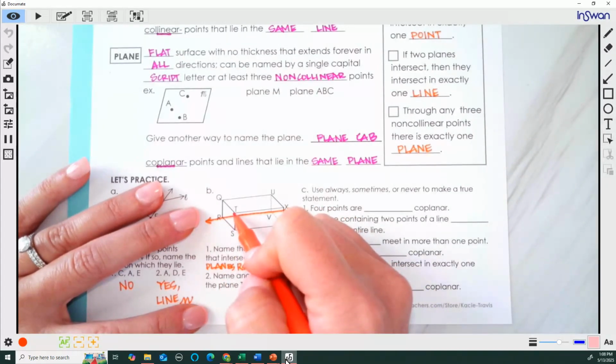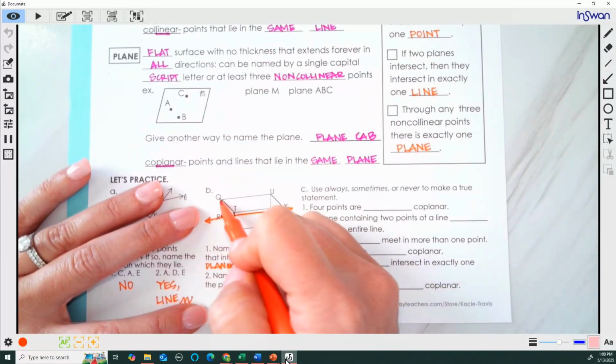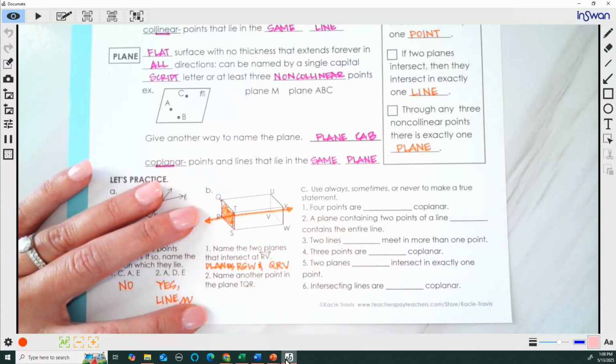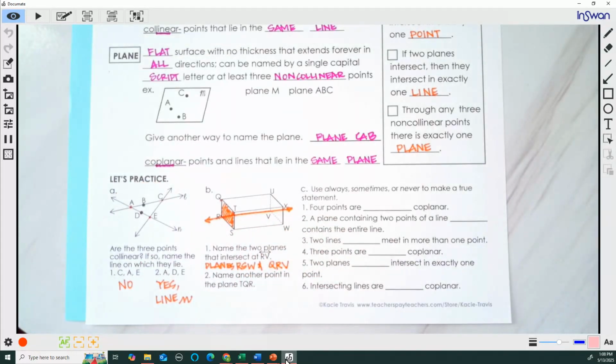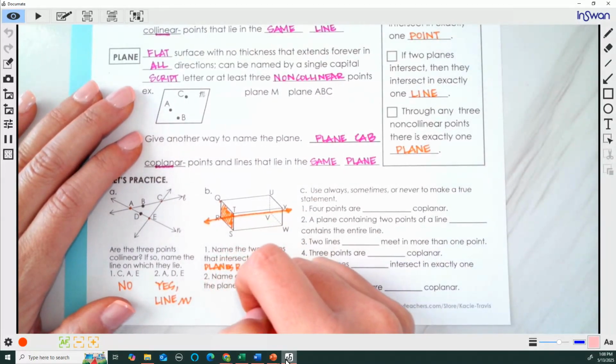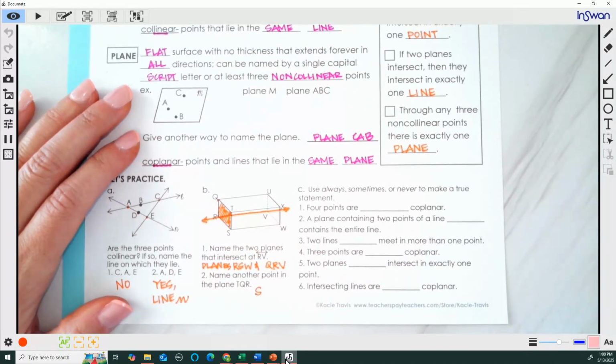Then it asks us, using the same diagram in B, to name another point in the plane TQR. So TQR is here, so we're looking at this plane over here on the side of the box. The other point in that plane is point S. So we can just say S.